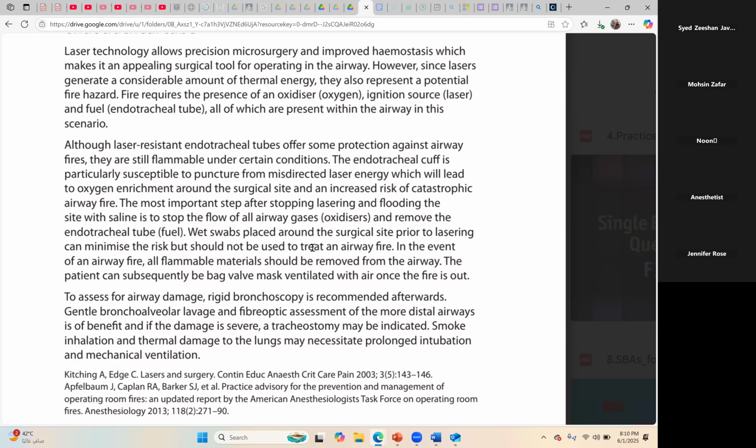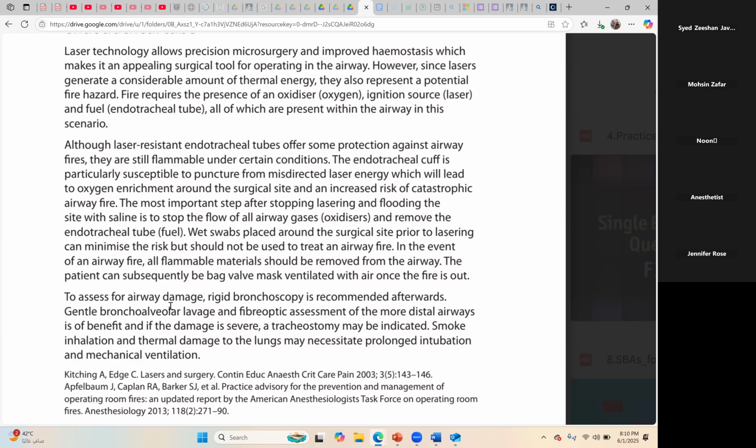Wet swabs placed around the surgical site prior to lasering can minimize the risk, but should not be used to treat an airway fire. Gauze will not help. In the event of an airway fire, all flammable materials should be removed from the airway. The patient can subsequently be ventilated with air once the fire is out.